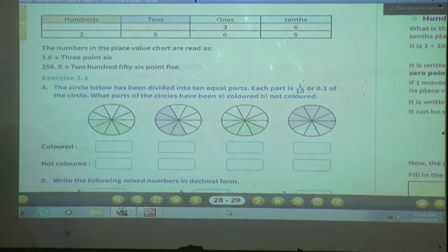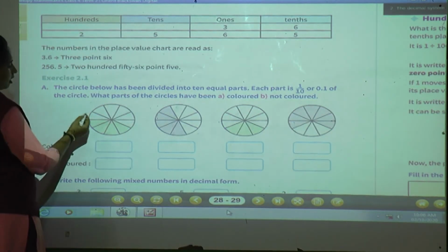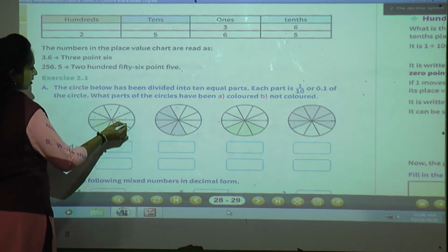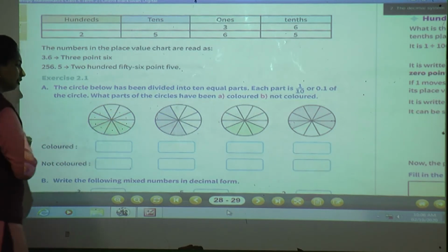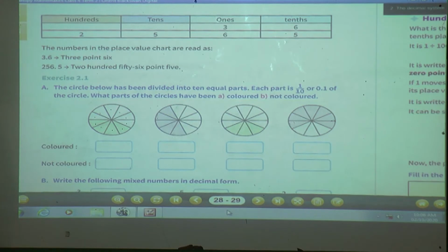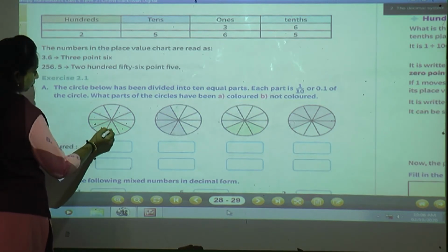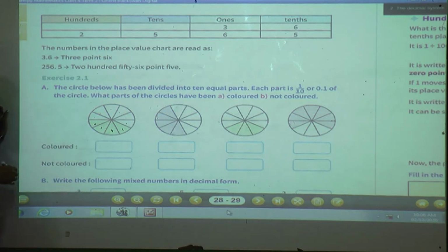So now see first, how many parts are there? 1, 2, 3, 4, 5, 6, 7, 8, 9, 10. There are 10 parts. Okay, so out of that how many are colored? 1, 2, 3, 4. So how will you write? Out of 10, 4 parts are colored. So how do we write?